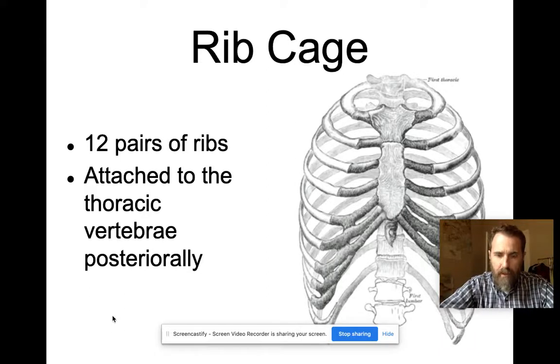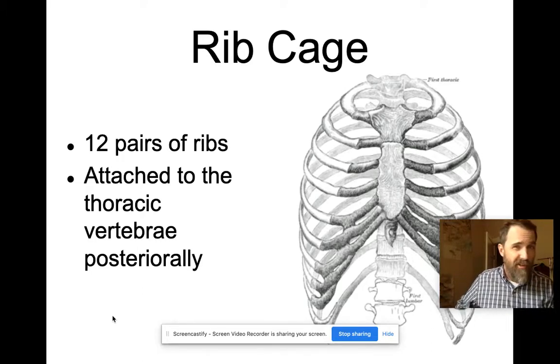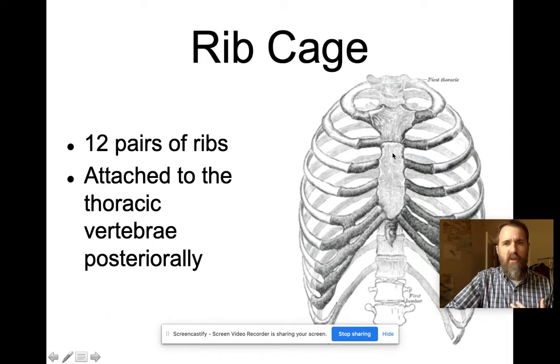Okay, let's talk more about the ribs. All the ribs are joined posteriorly at the vertebral column. They're joined anteriorly at the sternum, which is this medial cartilaginous bony structure here, also known as your breastbone. This forms the rib cage.